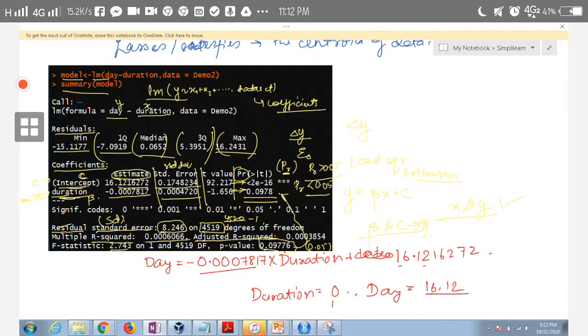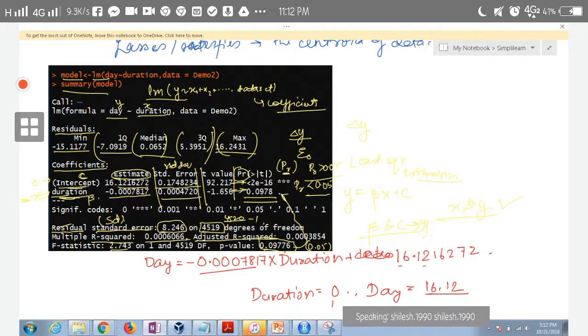So we already understood what P value is yesterday. Just the usage here is that if P value is greater than 0.05, then remove that variable, it is useless. Got it till here?